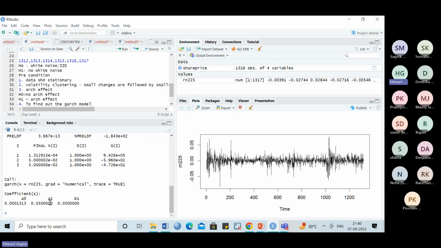Got it? So that means my GARCH model over here is 1-1. So my GARCH model is 1-1. Now, whenever I'll be creating the GARCH model, I'll be using 1-1. Clear?